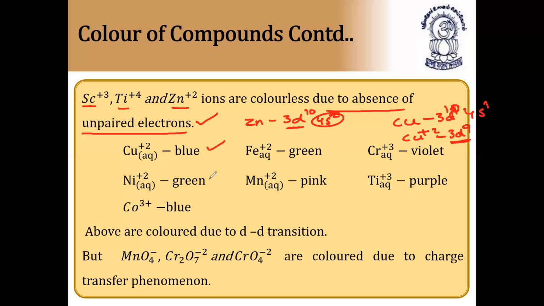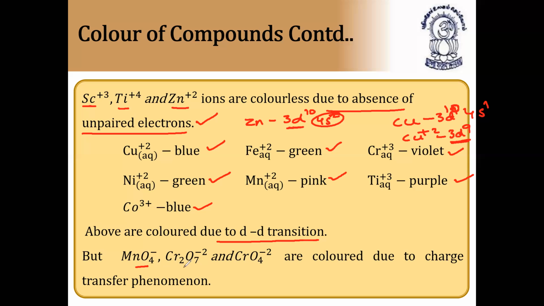Ni+2 has unpaired electrons, green color. Cobalt +3, blue color. Iron +2, green color. Manganese +2, pink color. Chromium +3, violet color. Titanium +3, purple color. So all of the above are colored due to d-d transition. They are colored due to d-d transition. This they will definitely ask in the examination.